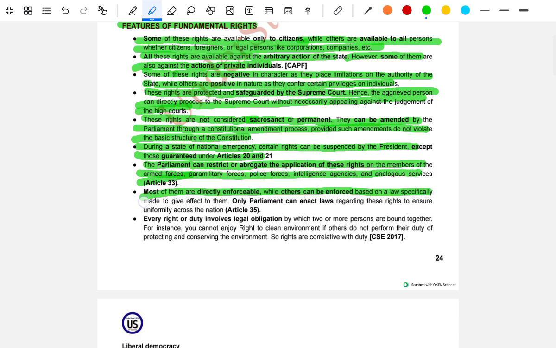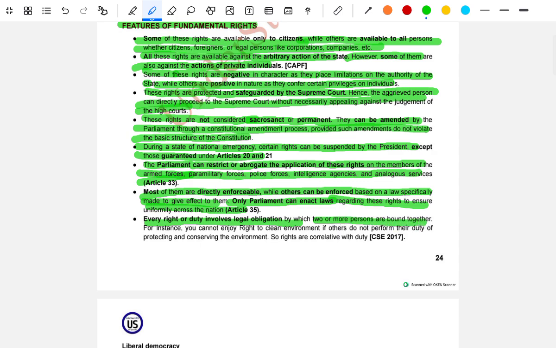especially made to give effect to them. Only Parliament can enact laws regarding these rights to be ensured, with uniformity across the nation. Article 35. Every right or duty involves a legal obligation by which two or more persons are bound together.